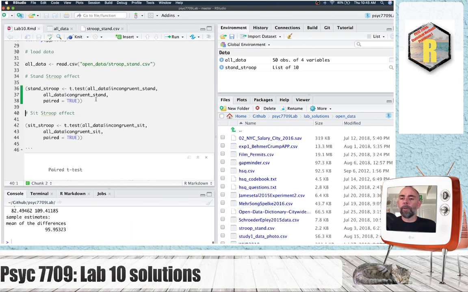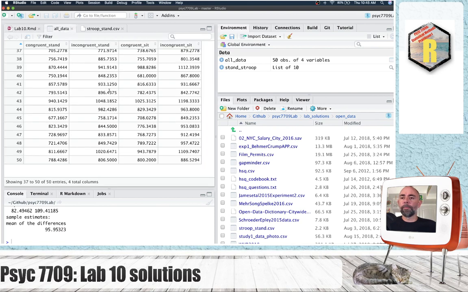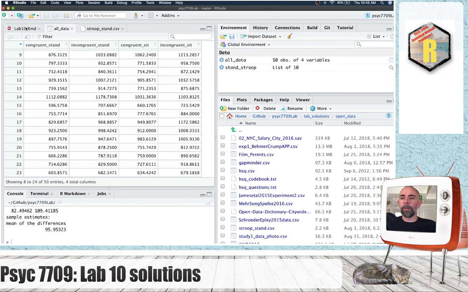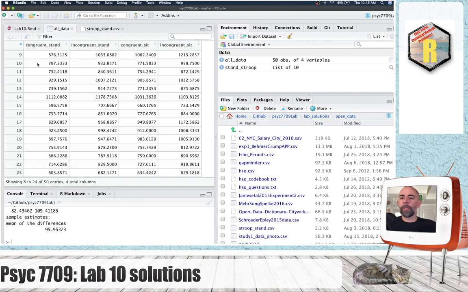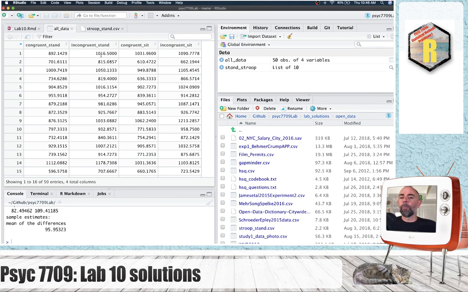Now I've done that here. I've addressed the column in the all data frame that contains the incongruent stand data. So that would be all of these values in this column. And I want to do a paired sample t-test comparing to the data in the congruent stand column. That's these ones. So for each subject, I want to know, was the mean reaction time for the more difficult incongruent stimuli larger than the reaction time for the congruent stimuli over here?